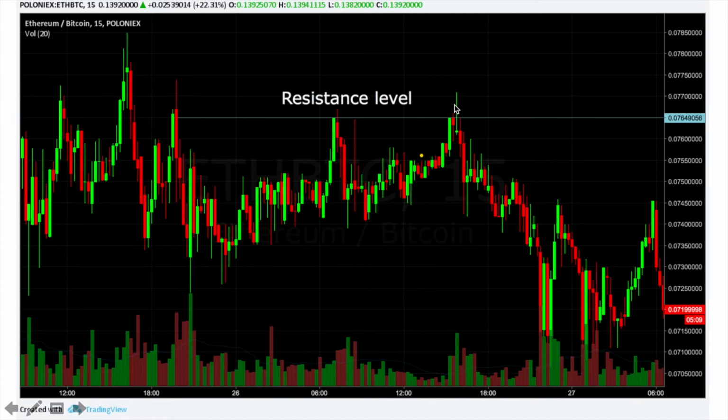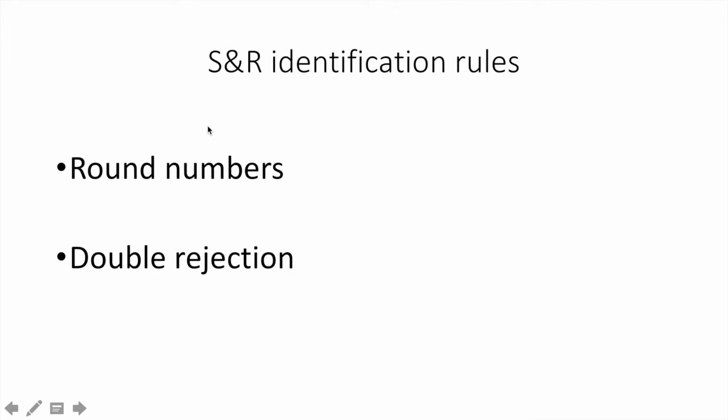So, as for support, some traders and investors establish a resistance zone. They act as a resistance level, but actually capture a bit broader range, so it might be from here to this level. Identification of support and resistance levels is not always easy, but here are some basic rules. Rule number 1. Support and resistance levels are close to round numbers, because psychologically traders are reluctant to buy or sell a coin above or below a certain round number.